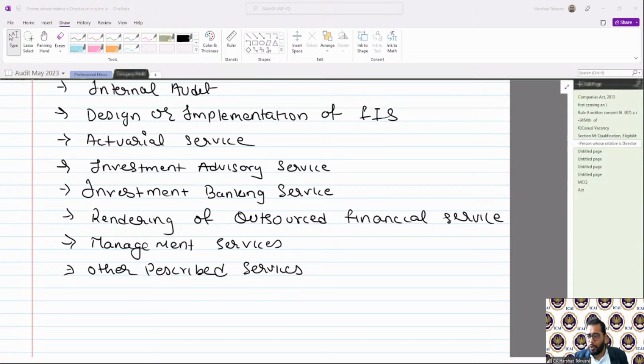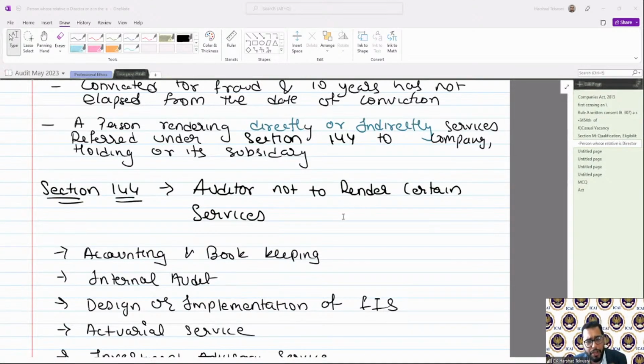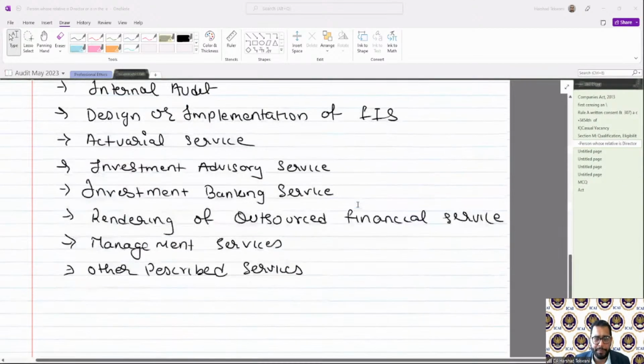There is one question, whether these services are not allowed in the companies we are auditing or in all companies. These services are not allowed for an auditor. If you are the statutory auditor of that company, you cannot render these services. Clear?